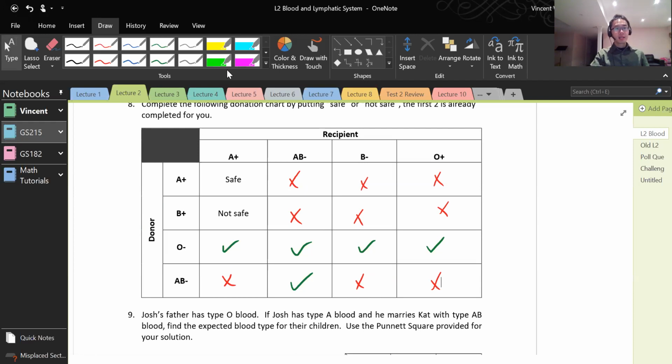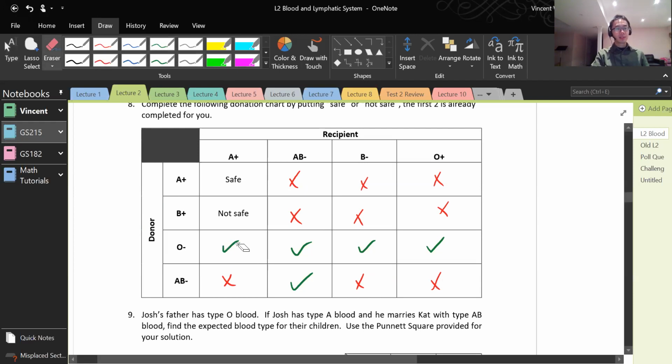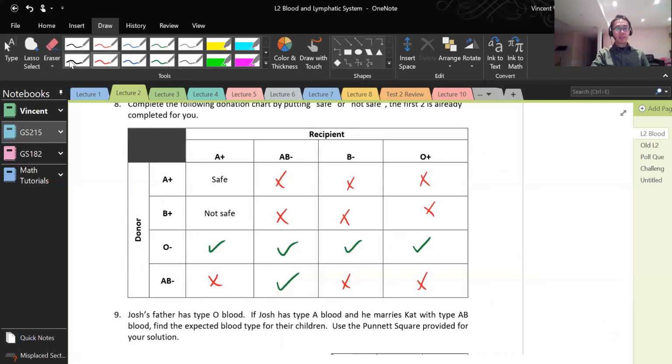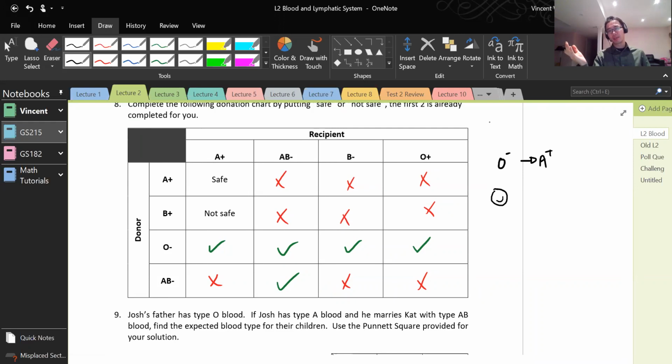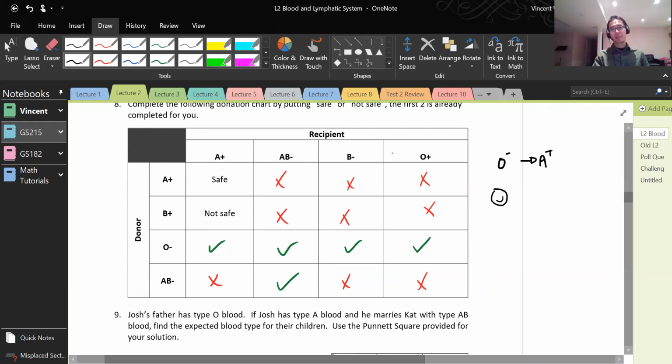O negative and A plus, like this one, like why is it safe? Okay, let's see. So O negative to A plus. Okay, 3 questions, right? First question, what is on the donor's RBC? Nothing, okay? If it's type O, there's no A, there's no B, right? O is the absence of A and B. Okay, there's no O antigen, okay? O is absence of A and B, okay?